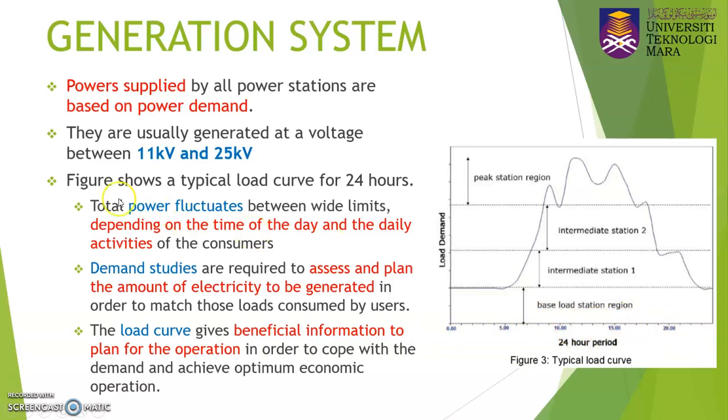Basically, the total power fluctuates between wide limits depending on the time of the day and also depending on the daily activities of the consumer. As you might see here, at 5 in the morning the load demand is lower compared to 10 o'clock in the morning, because more people are awake and more activity happens. Maybe at 12 o'clock, and then it becomes a bit lower at 3 o'clock, and lower again during the night time. So the power fluctuates depending on the time and the daily activities.